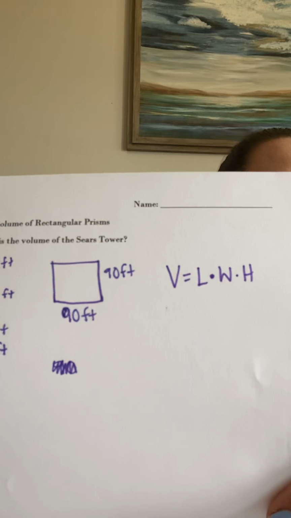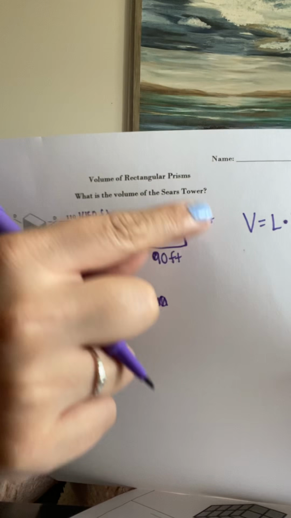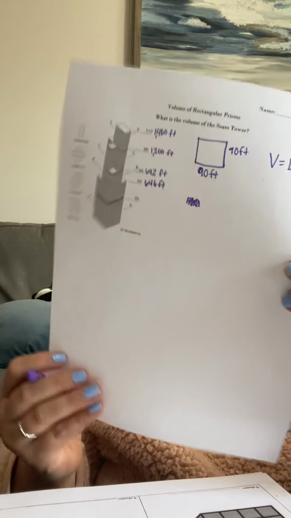To find volume, you're going to multiply length times width times height for a rectangular prism. That's any shape that's like a 3D rectangle. In our case, all of the tubes are 90 feet by 90 feet and then a different height. For those first two that drop off at the 50th floor, we're going to do 90 times 90 times the height at the 50th floor, which is 646 feet. So times 646, and there are two of them that drop off there, so we're going to do that times two.